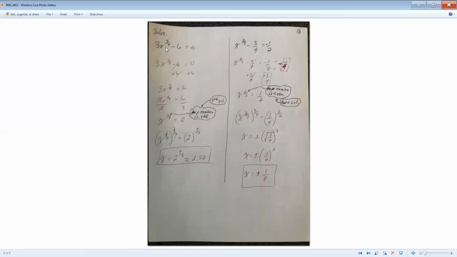So here we have 3x raised to the 3/4 power minus 6 equal to 0. So the first thing we do is add 6 to both sides. Then we can divide both sides by 3. That leaves us with x to the 3/4 power equal to 2. The top number is odd, so we're only going to have one solution. So we raise both sides to the power of this inverse. We have 3/4 as the original exponent, so we raise both sides to the power of 4/3.